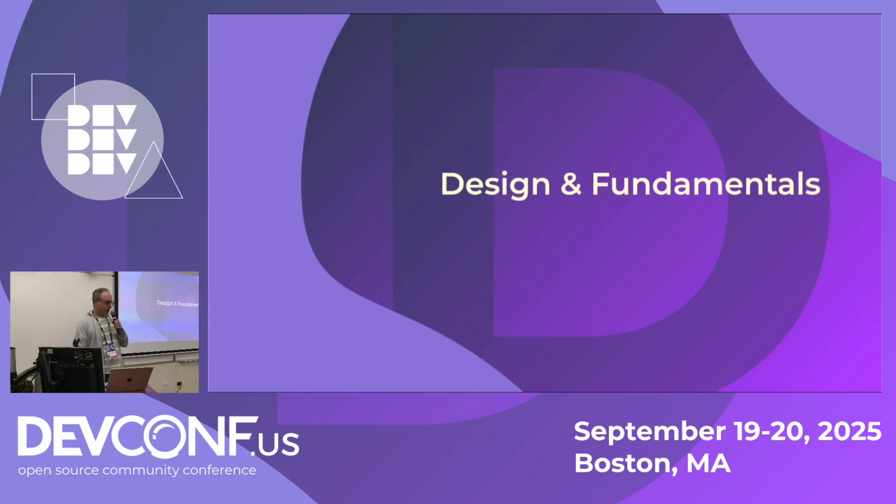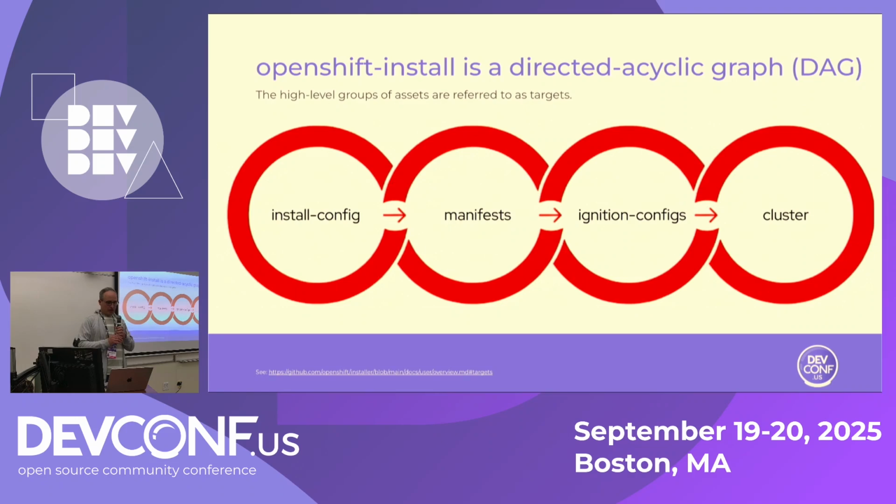So I'm going to go over some of the design and fundamentals. This is sort of the precursor for what I was talking about, a light version of a deep dive. So openshift-install is a directed acyclic graph. The installer thinks of everything it produces as assets, and we have high-level groups of assets.